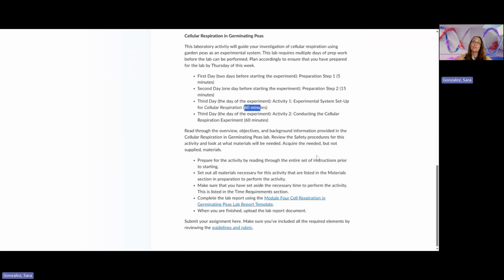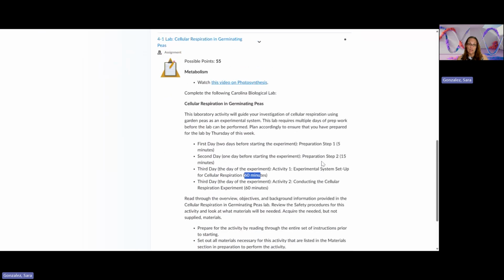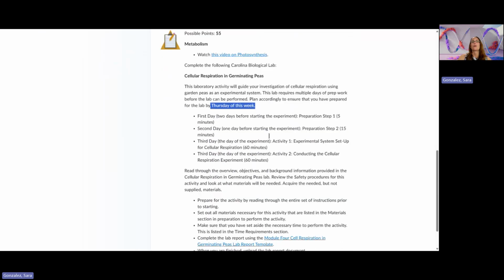So again, you're looking at quite a bit because you're going to be germinating these pea plants. So make sure that you start this, I would say by tomorrow, maybe latest, to make sure that you get everything that you need here. Again, it requires multiple days, so plan accordingly to ensure that everything is prepped. Everything needs to be prepped by Thursday. So again, that's why I recommend doing the lab by Tuesday here.